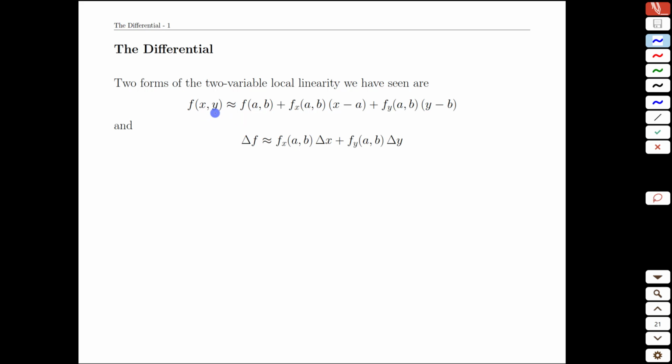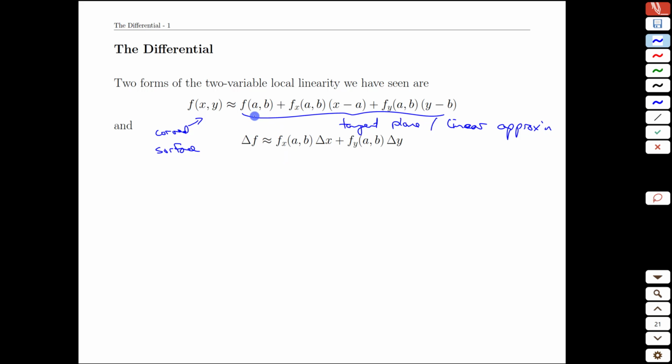We've already looked at the tangent plane, where we describe our curved surface as being approximated by a tangent plane here. Notice that this is a linear function. So tangent plane or a linear approximation.